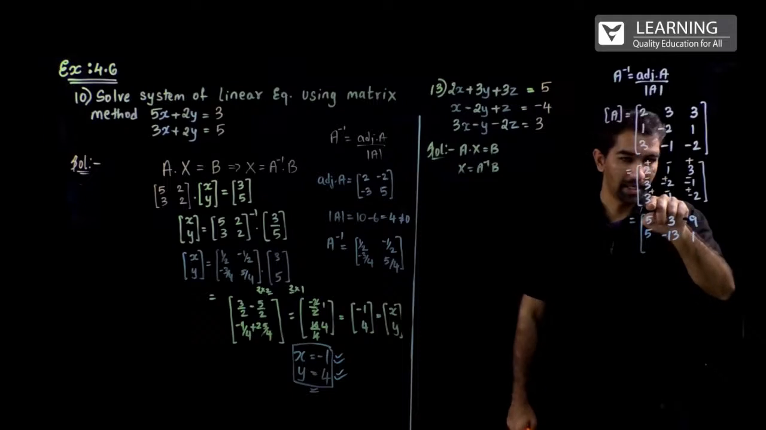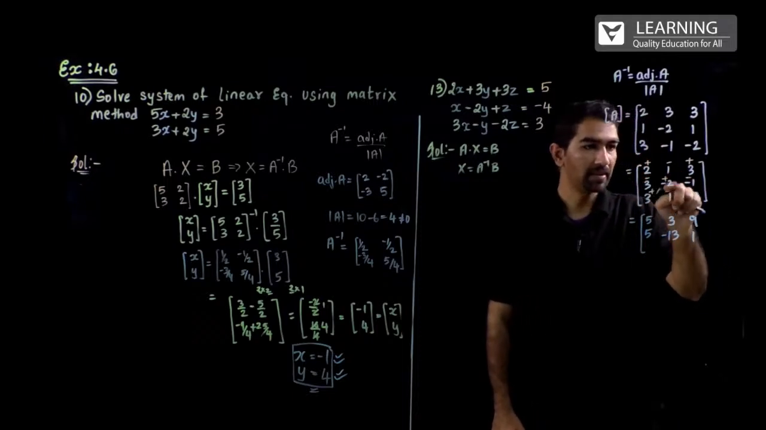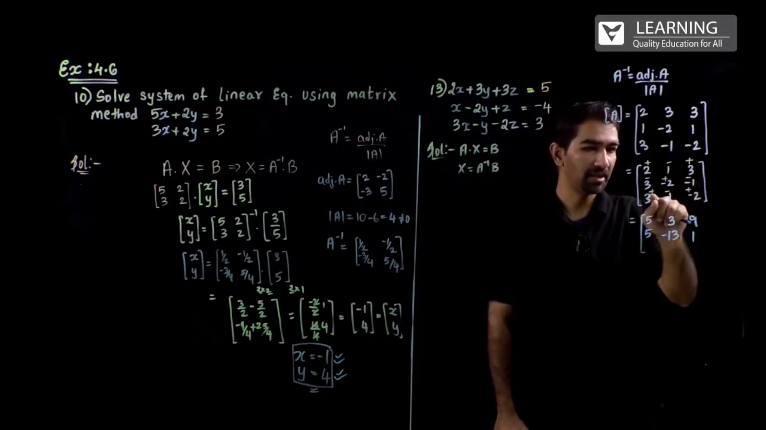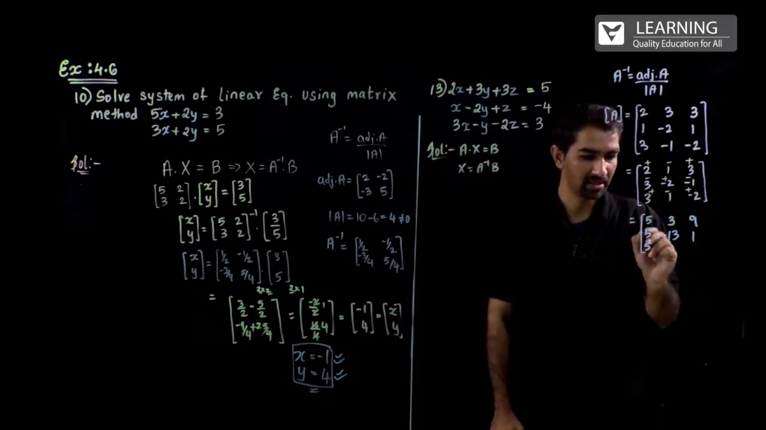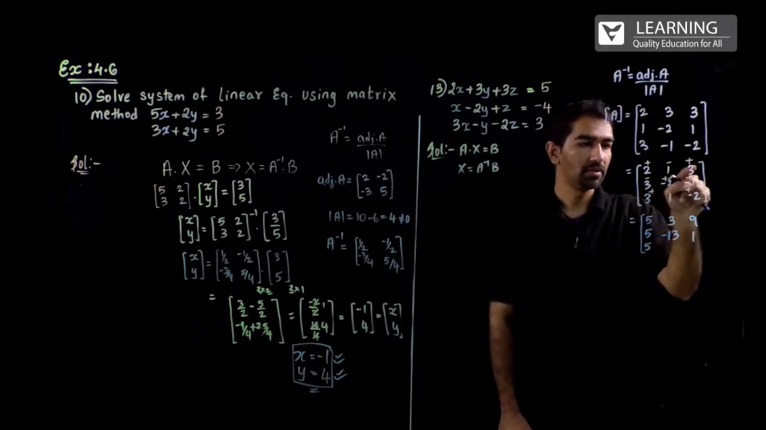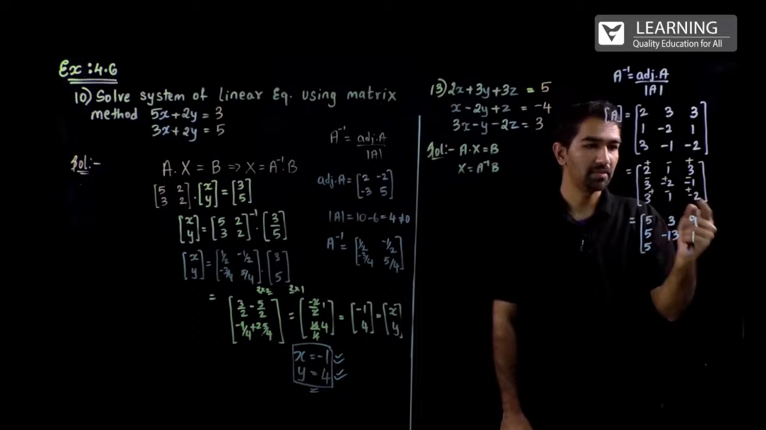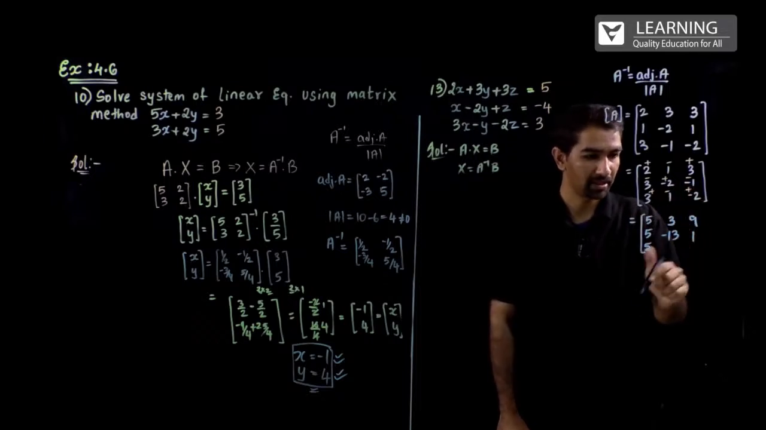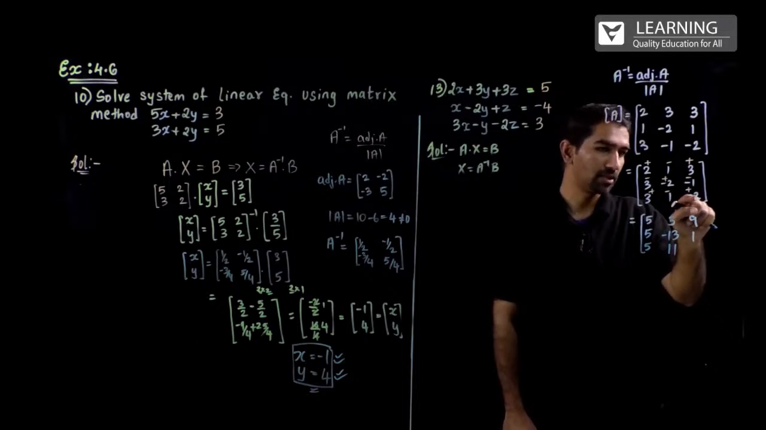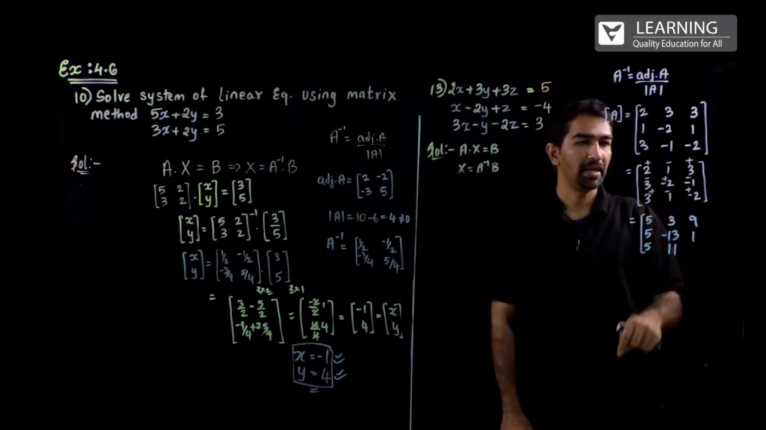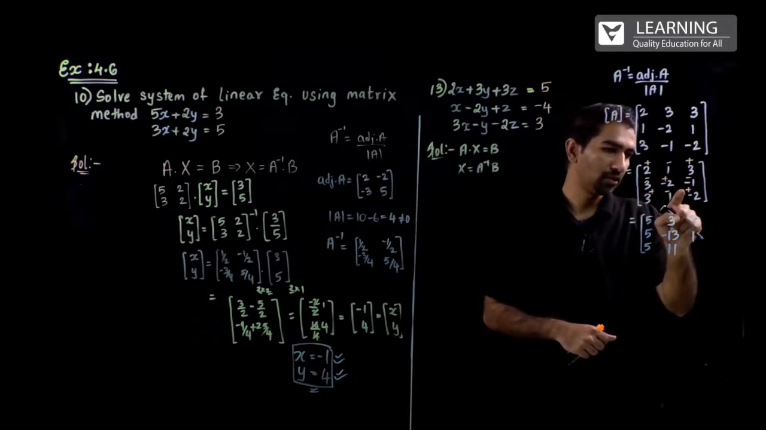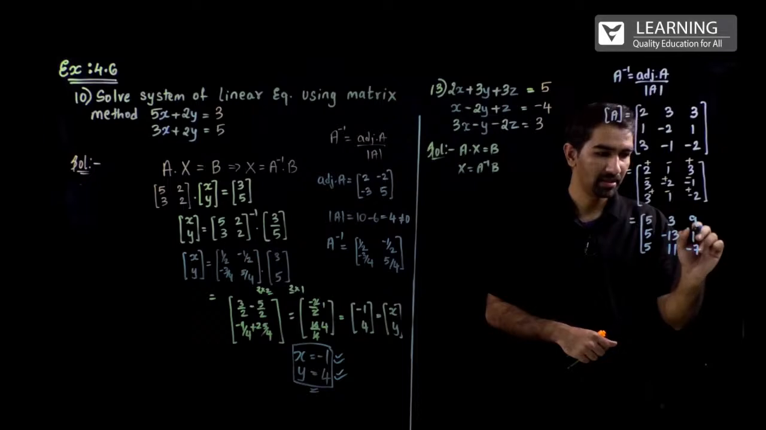Next, minor of 3: minus 1 plus 6. Minus 1 plus 6 is 5. 5 multiplied with plus, it is 5 as it is. Next, minus 2 minus 9. Minus 2 minus 9 is minus 11. Minus 11 multiplied with the cofactor minus, so it is becoming plus 11. And minor of minus 2, that is minus 4 minus 3. Minus 4 minus 3 is minus 7. Minus 7 multiplied with the cofactor plus, so it is minus 7 as it is.